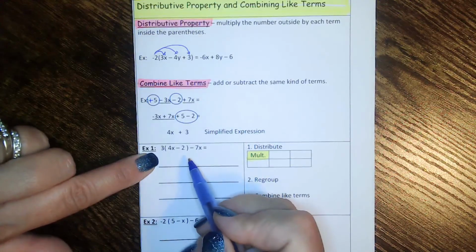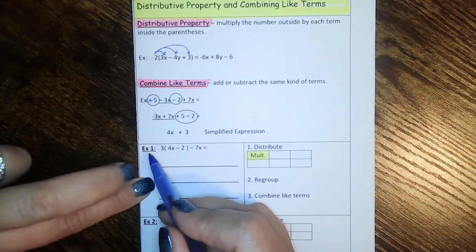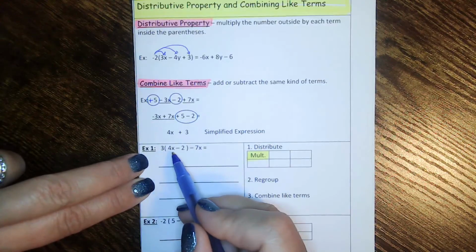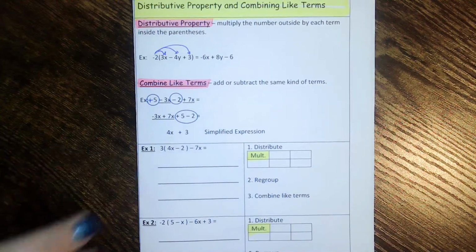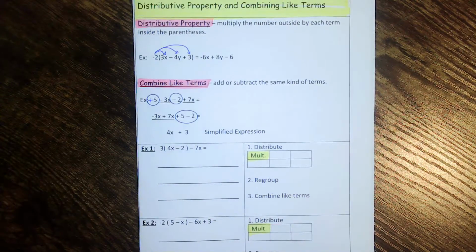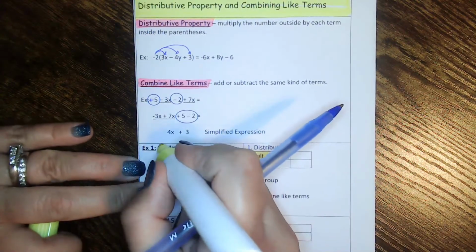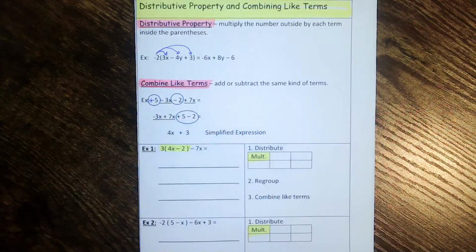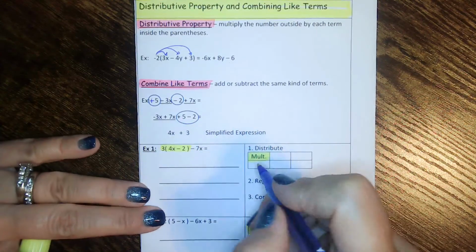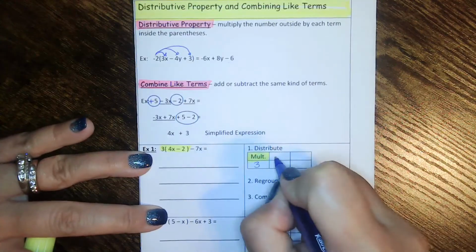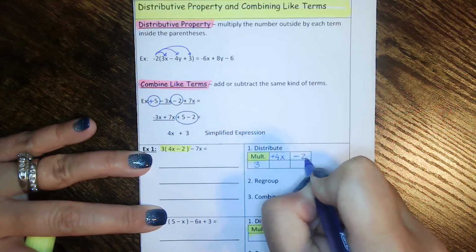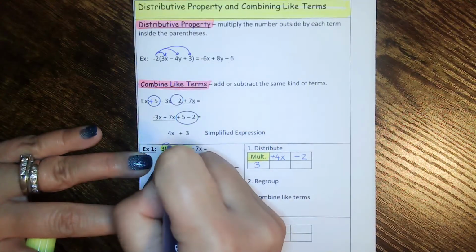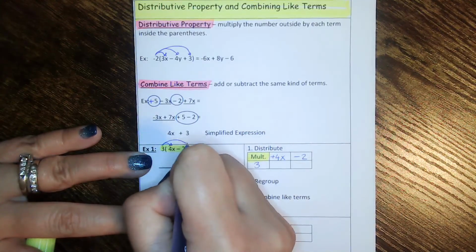Let's see how those two work together in the problem. For example, 3 is multiplied by 4x minus 2, and then we have minus 7x. So first, what we're going to do is distribute or multiply the number outside by each inside. 3 is multiplied by 2 terms, positive 4x and negative 2. That's where my distributive property is, right here.